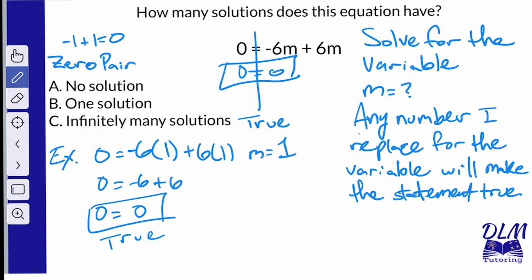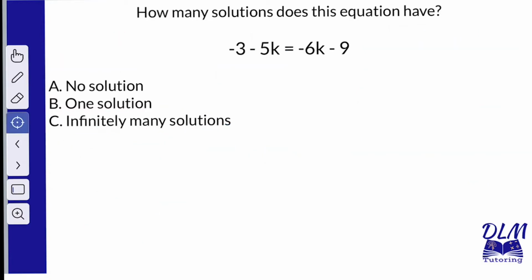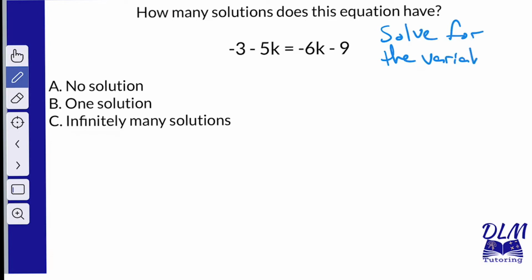In this case, it means that I can put in any number, or in other words, I have infinitely many solutions. How many solutions does this equation have? Infinitely many solutions. Now, when I go and try this next situation, I'm going to do the same thing. Solve for the variable. I'm going to solve for the variable k.